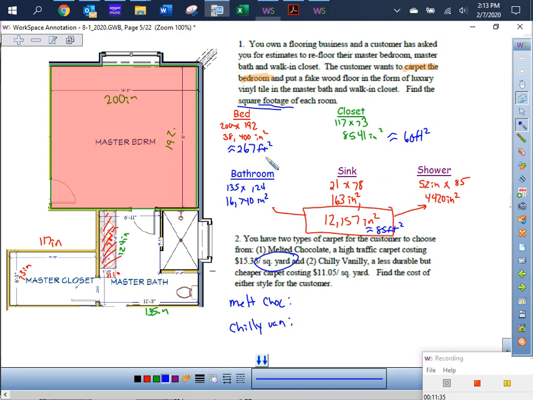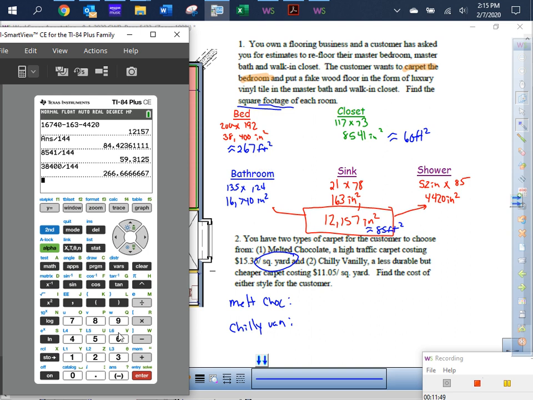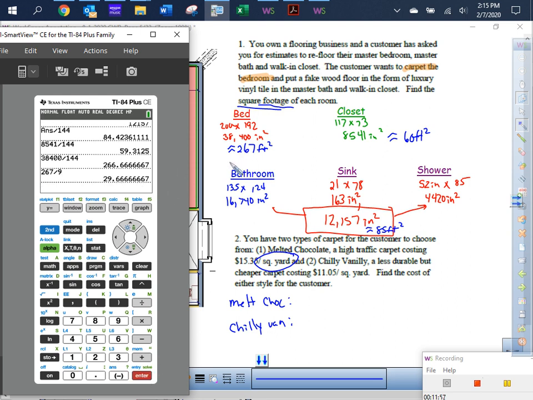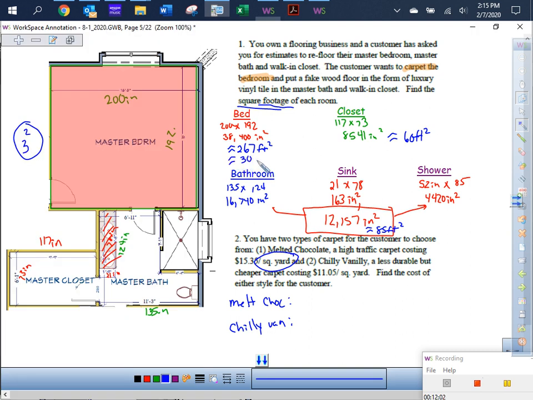All we got to know is how many square feet are in a square yard. And if you know how many feet are in a yard, 3. To figure out how many square feet are in a square yard, you just totally square that number. So there are 9 square feet in every square yard, so we'll need to divide this number by 9. 267 divided by 9. And this we're going to go ahead and call 30 square yards. So it's about 30 square yards. So since the bedroom is all they're carpeting, that's the only thing that I'm changing into square yards.